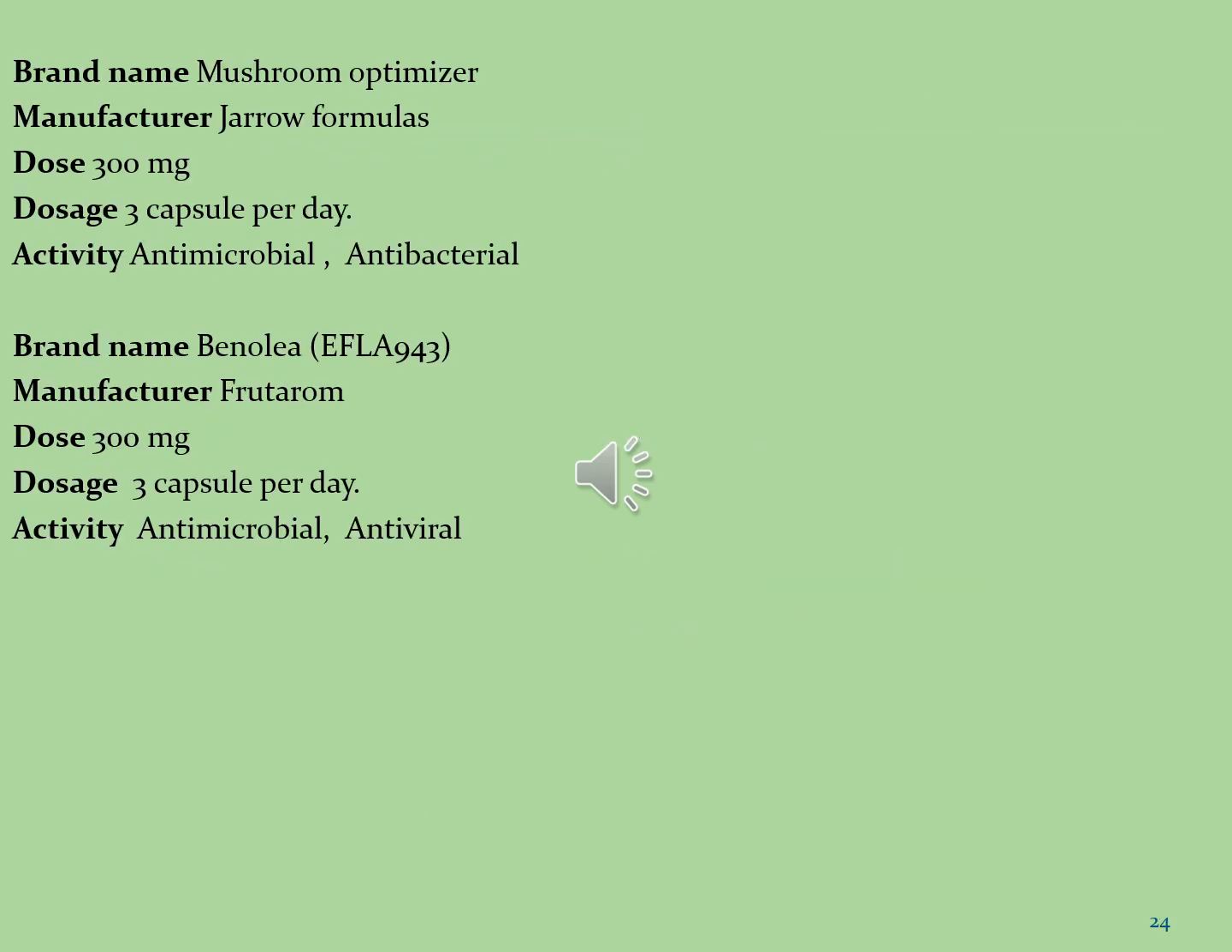The next brand is Mushroom Optimizer, which is manufactured by Jarrow Formulas Nutraceuticals. We take its dose 300 mg per day. It is formulated in capsule dosage form. It is used as antimicrobial and antibacterial agents. The last brand is Binolia Afla 943. It is manufactured by Fruitorb Nutraceuticals and we take its dose 300 mg per day. It is formulated in capsule dosage form and it is used as antimicrobial and antiviral agents.